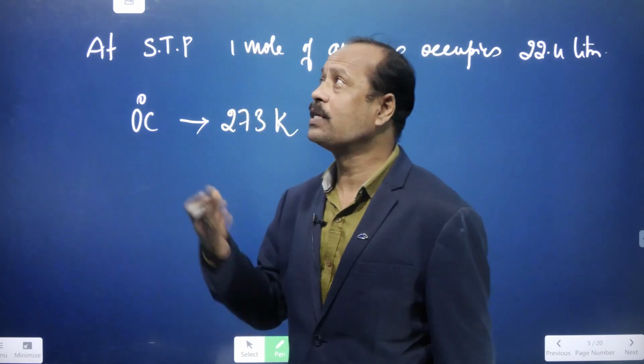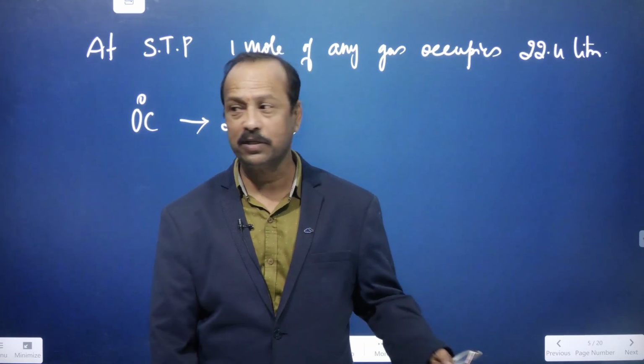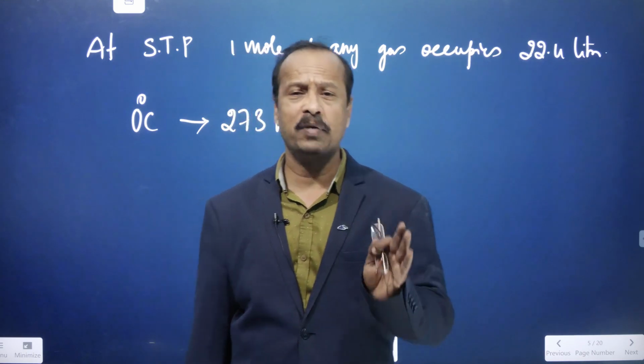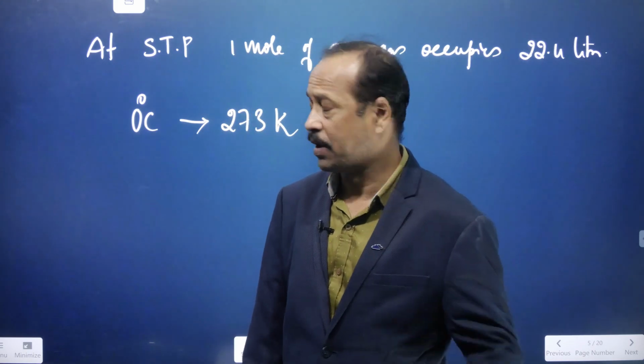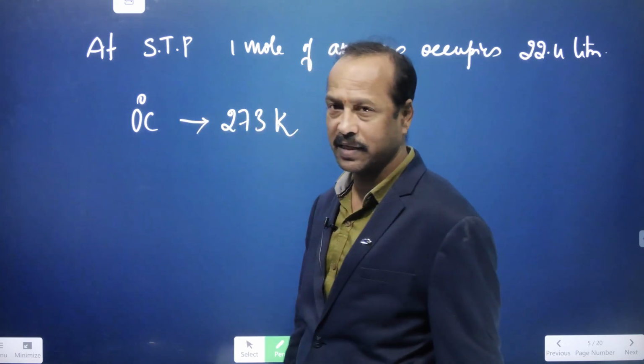Now, what is the temperature today? This is summer, so almost summer. Today the temperature might be 35, 37, something like that. We express it in Celsius, but actually the SI unit of temperature is Kelvin. So 0 degrees Celsius is the standard temperature, that is called 273 Kelvin.